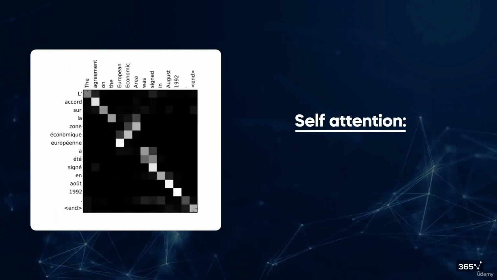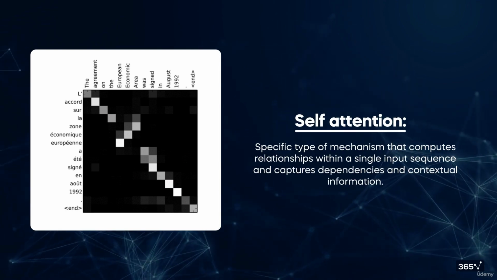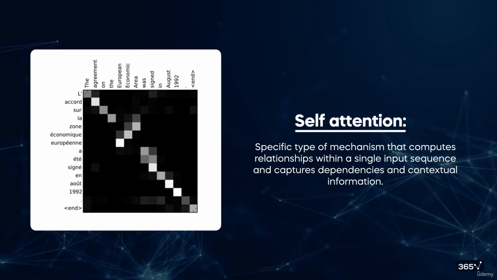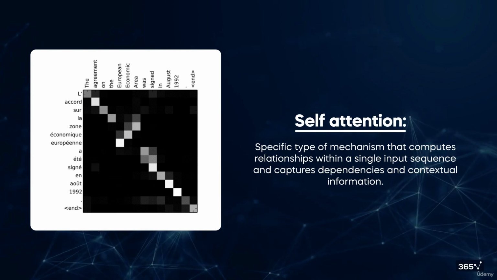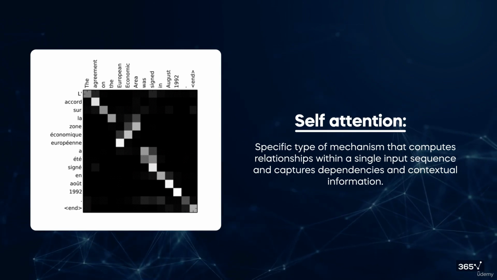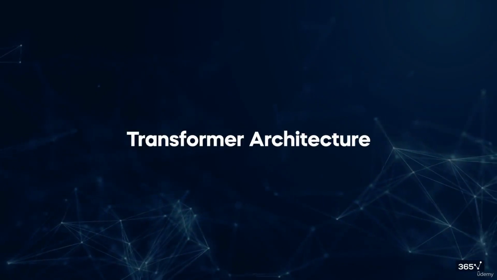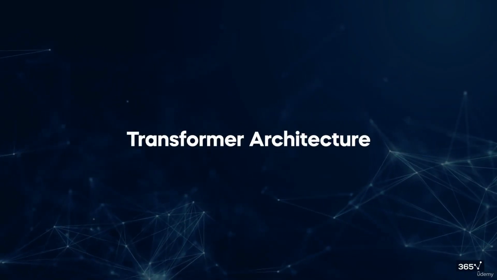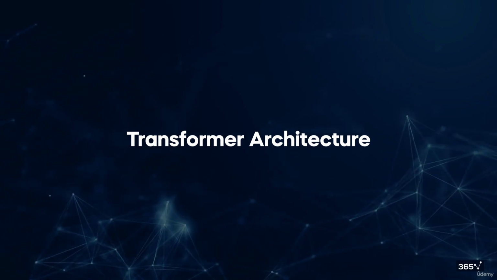When dealing with transformers, you'll also hear the phrase self-attention. Self-attention is a term for a specific type of attention mechanism that computes relationships within a single input sequence, allowing the model to capture contextual information and dependencies between input elements effectively. So, now we have an idea of how powerful transformers can be, let's take a deeper look into their architecture.